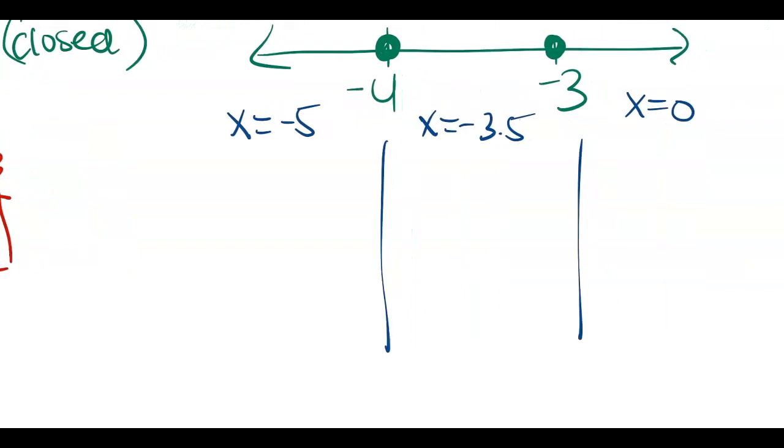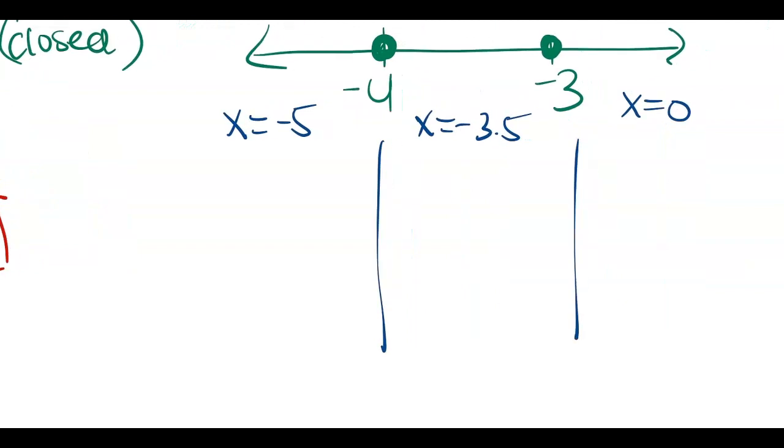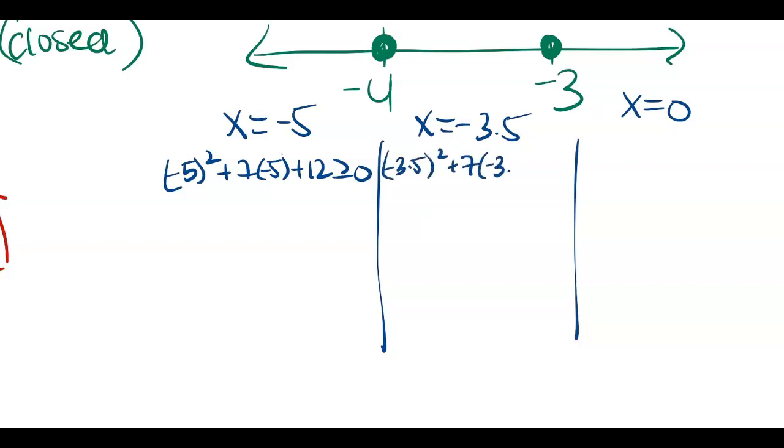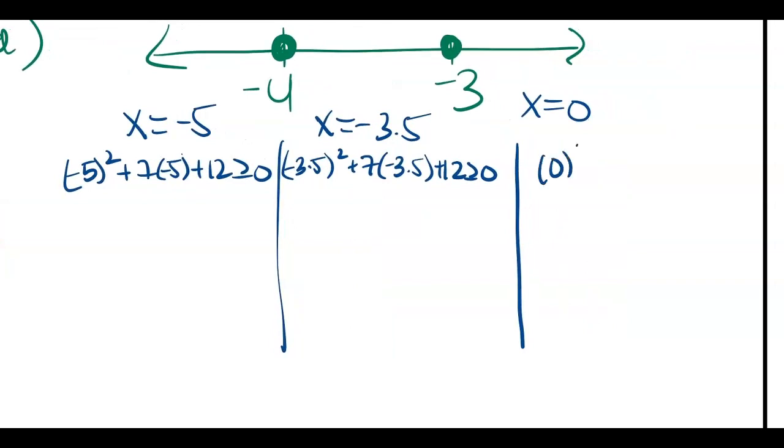So looking back over here, we're going to substitute in what we have. Negative 5 squared plus 7 times negative 5, plus 12 should be greater than or equal to 0. Negative 3.5 squared plus 7 times negative 3.5 plus 12 should be greater than or equal to 0. And then the last one is 0 squared plus 7 times 0 plus 12.